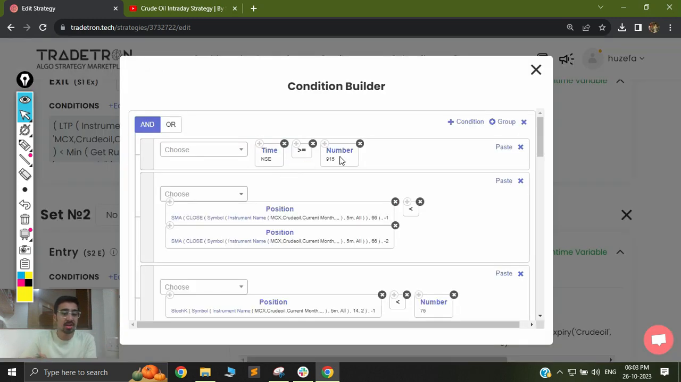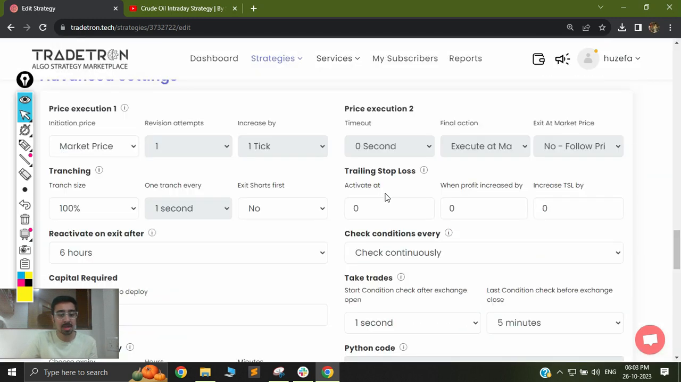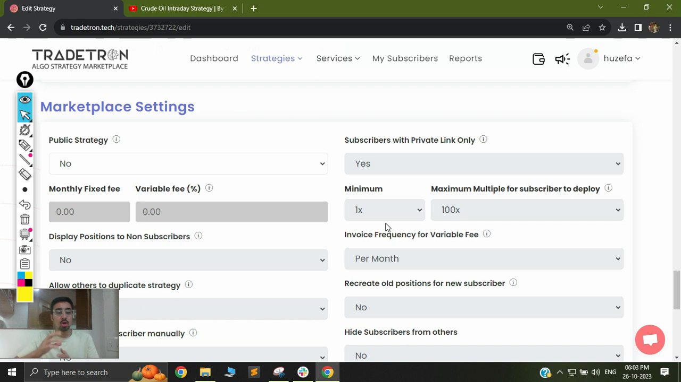Since we don't have MCX data on the backtest, I can't show you a backtest, but you can paper trade this and test this on paper trade and see if the strategy works out well for you.